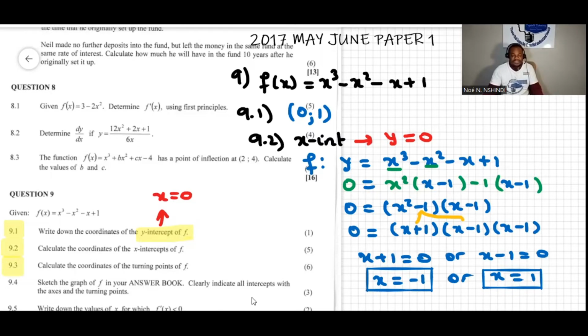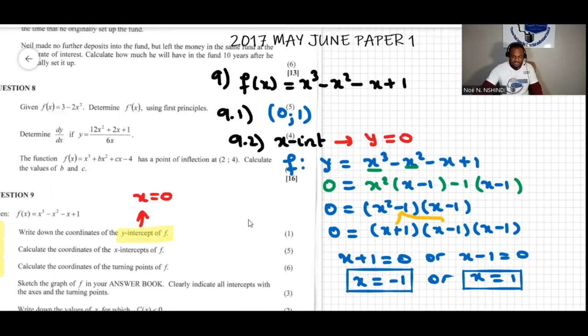And now question 9.3 says calculate the coordinates of the turning points of f. Well, the turning point for cubic functions occurs when the first derivative, or just the derivative of a function, is equal to 0.